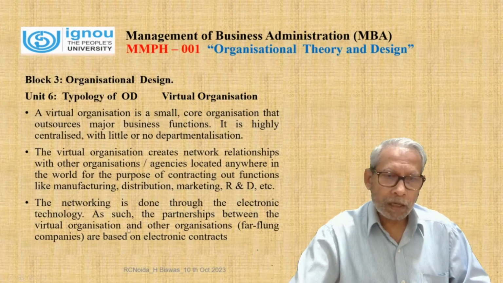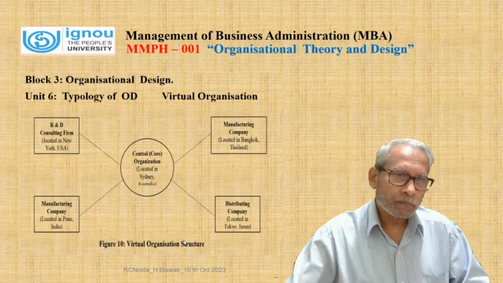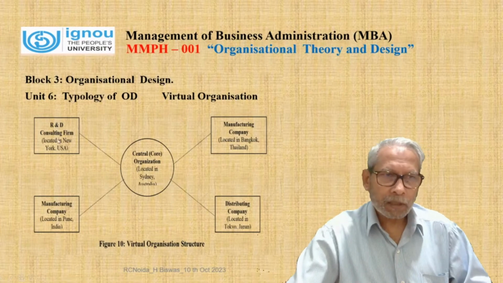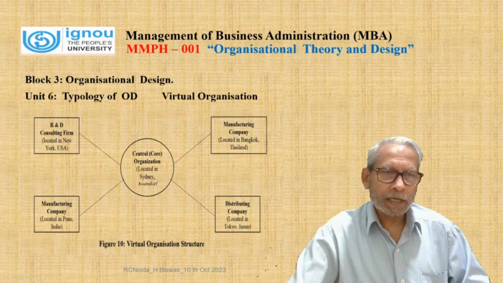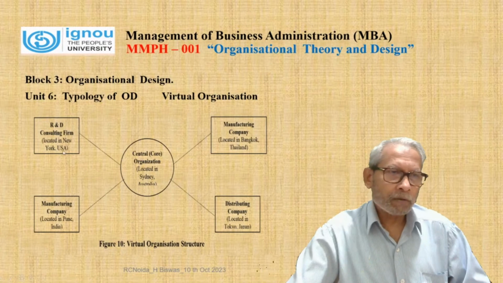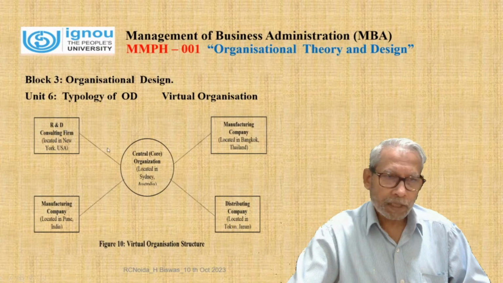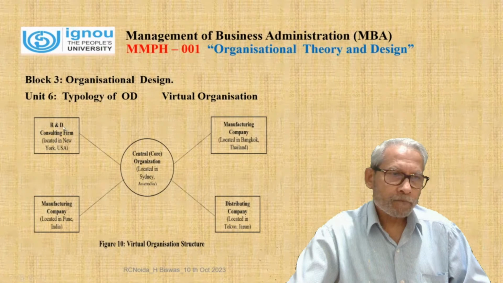These are the electronic contracts. You see here some of the things. The central virtual organization structure: the core organization is located in, suppose, Sydney, Australia. But now you see in the USA, R&D is going on, and the consulting firms, through this network they are integrated.